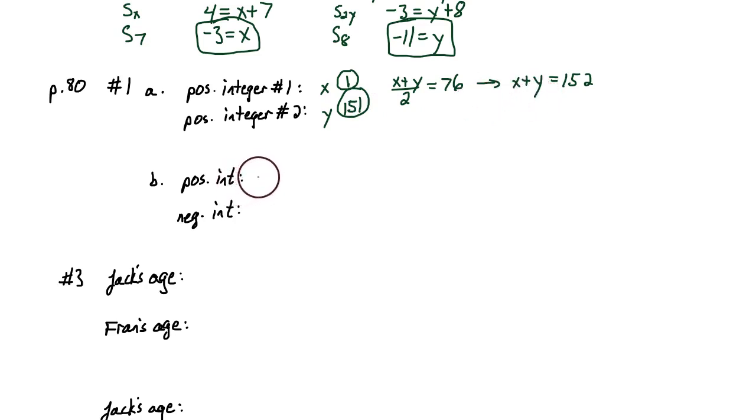Okay, part B. We're asked to do the same problem, but to figure out a positive integer and a negative integer that work. So what is a positive number and a negative number that add up to 152? One possibility is 153 and negative 1. Those two numbers add up to 152.